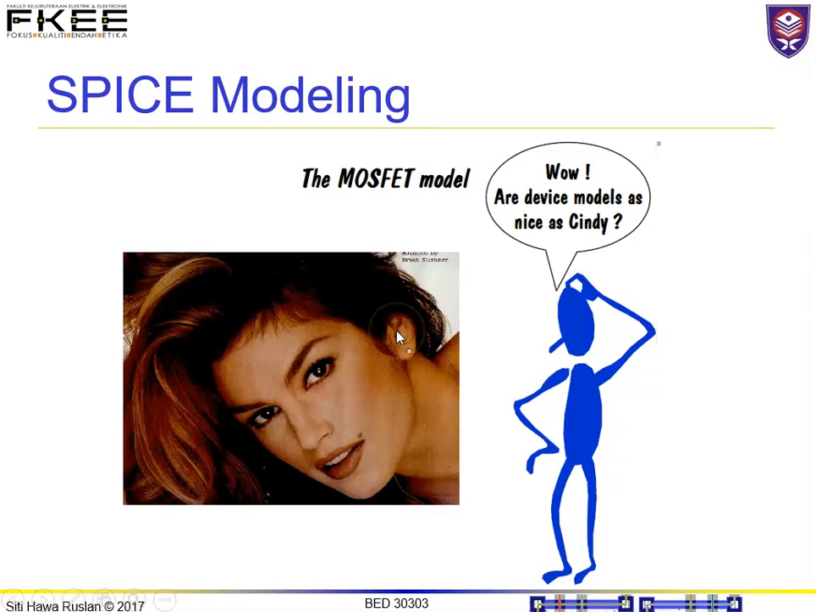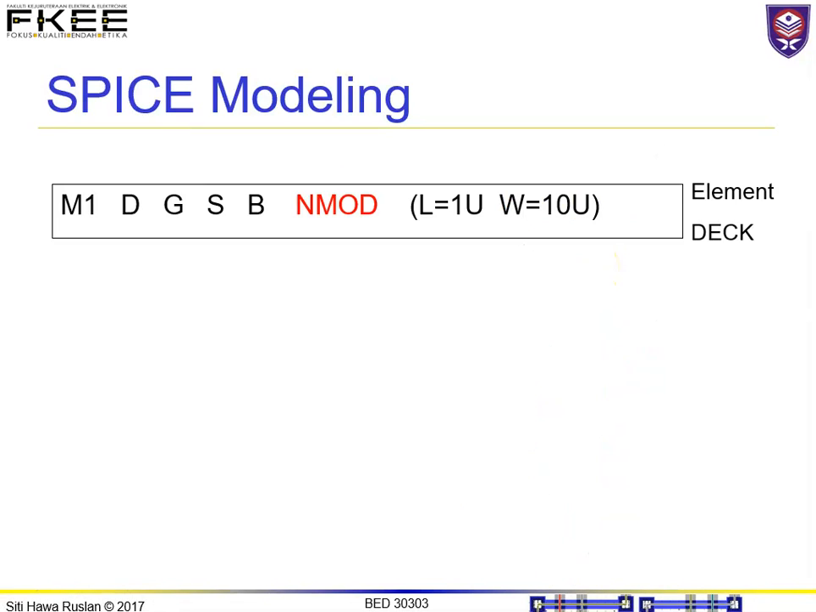For example, we have a beautiful lady like here. This is Cindy Crawford. So, a device also needs a model. Okay, so this is the SPICE modeling.